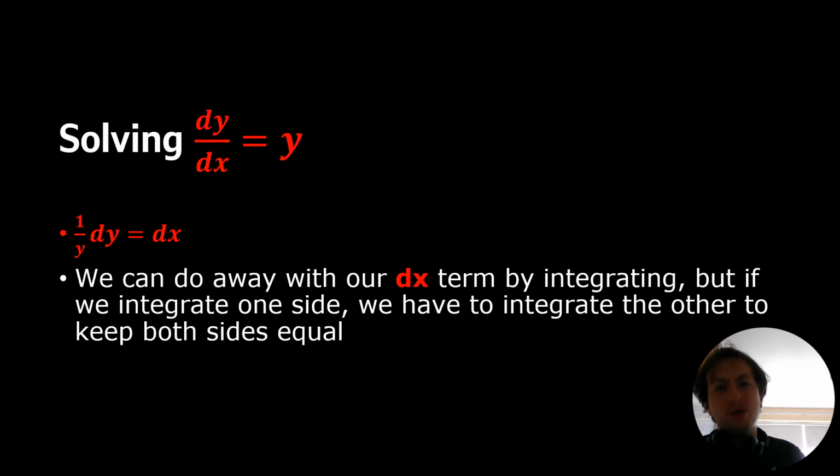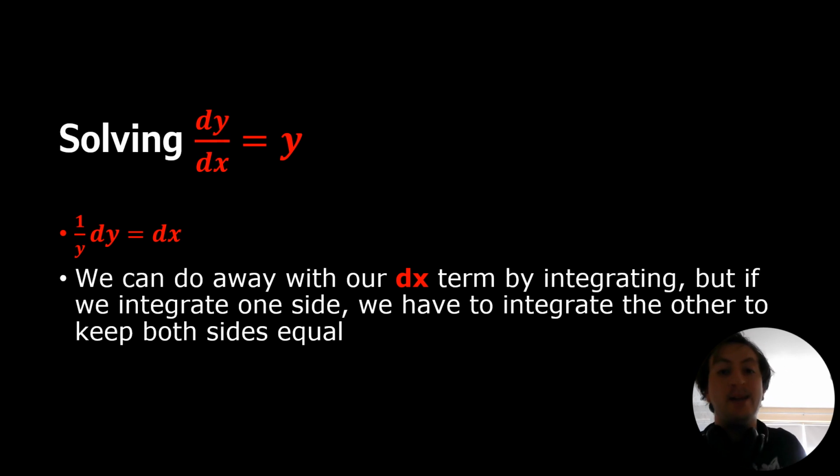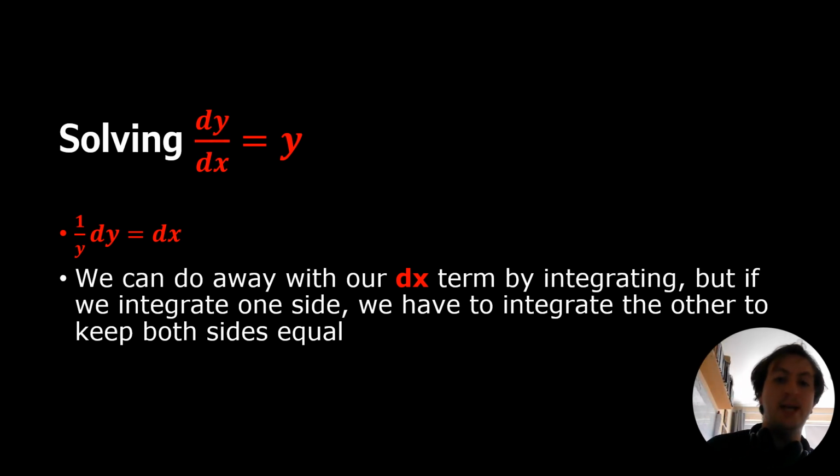Now we want to try to make sense of this, because at the moment we've got 1 over y dy is equal to dx, and that's not much more informative than dy by dx is equal to y, so we haven't really done much in terms of solving it yet. But by getting all y terms on one side and x terms on the other, we can now do a useful trick where we can integrate both sides, and because one side is just in terms of y and the other side is in terms of x, we can make sense of these integrals quite easily.